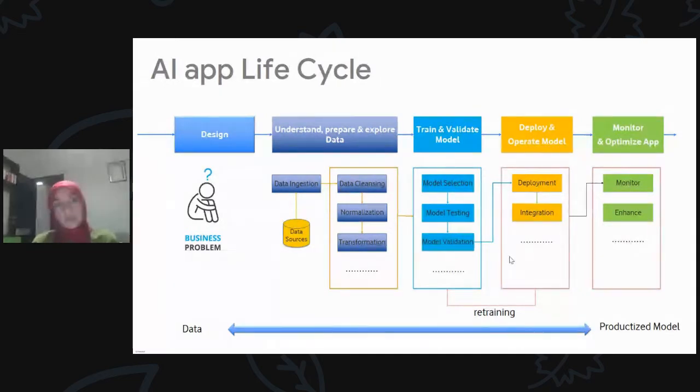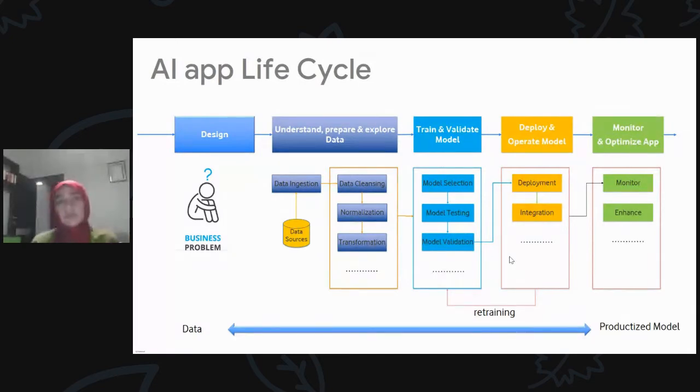Moving to the other phase, and quickly, it's about data discovery, data preparation, understanding your data, how you will transfer the data from the data sources to the environment where you will do data cleansing, normalization, transformation, and so on.